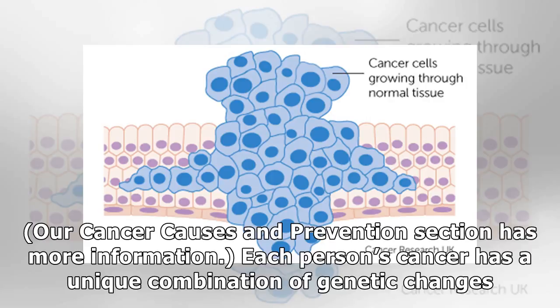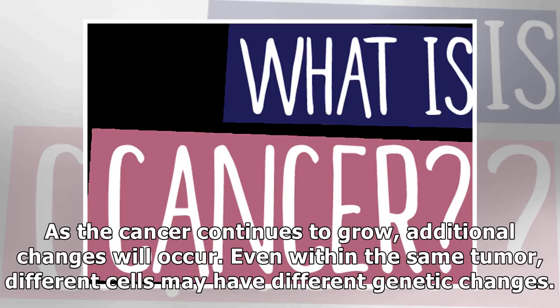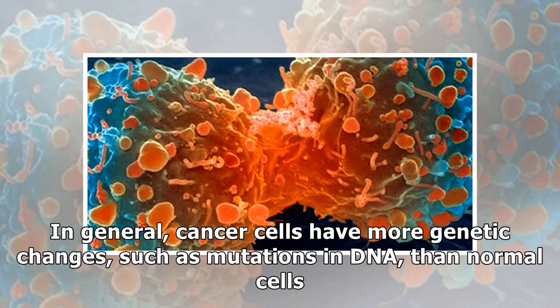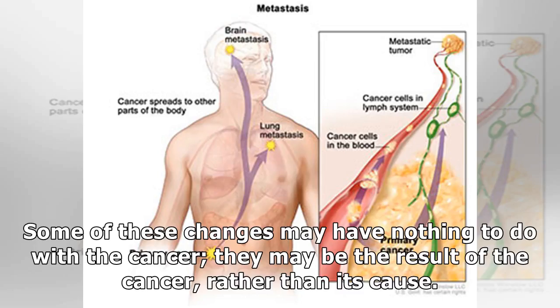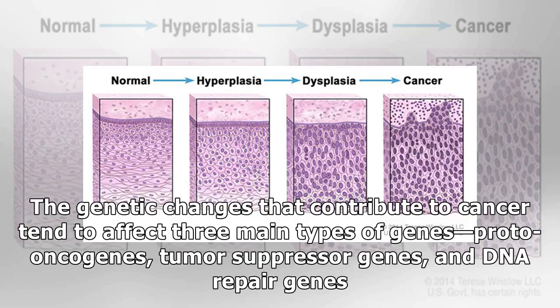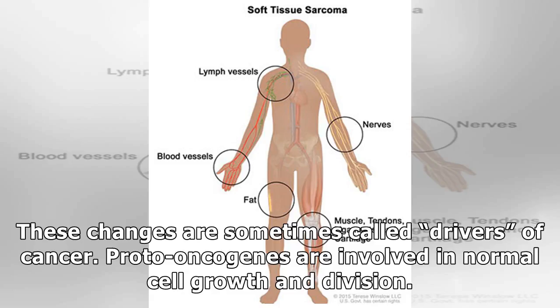Each person's cancer has a unique combination of genetic changes. As the cancer continues to grow, additional changes will occur. Even within the same tumor, different cells may have different genetic changes. In general, cancer cells have more genetic changes, such as mutations in DNA, than normal cells. Some of these changes may have nothing to do with the cancer; they may be the result of the cancer, rather than its cause. The genetic changes that contribute to cancer tend to affect three main types of genes: proto-oncogenes, tumor suppressor genes, and DNA repair genes. These changes are sometimes called drivers of cancer.